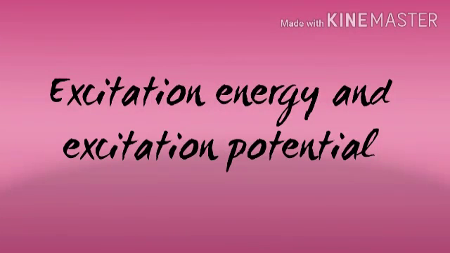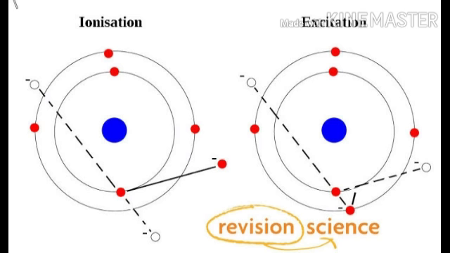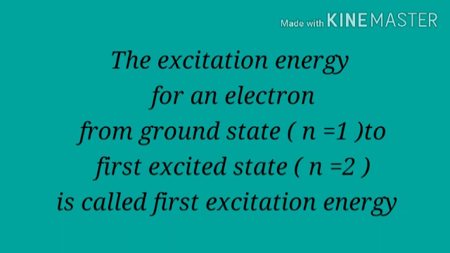Next we see the topic of excitation energy and excitation potential. Excitation means from the ground state. Excitation energy means the energy required to excite an electron from a lower energy state to any higher energy state. It is called the excitation energy. Now we are going to find the excitation energy for the first excited, second excited, and so on.